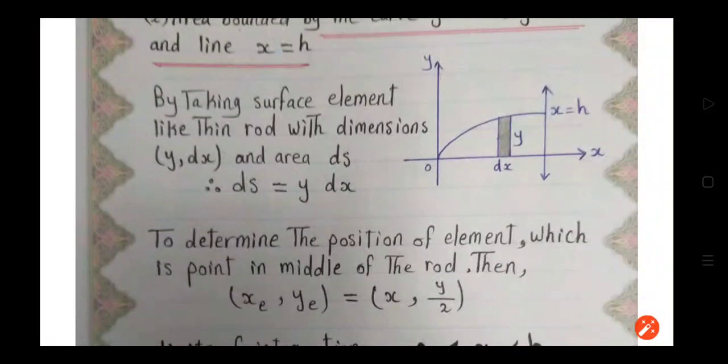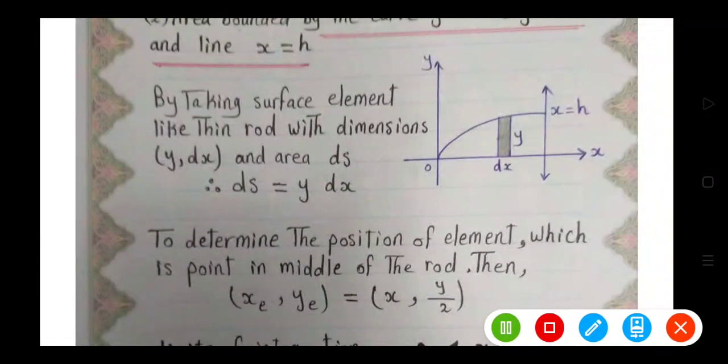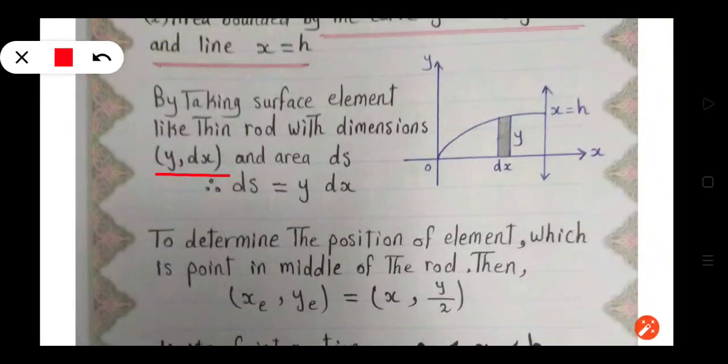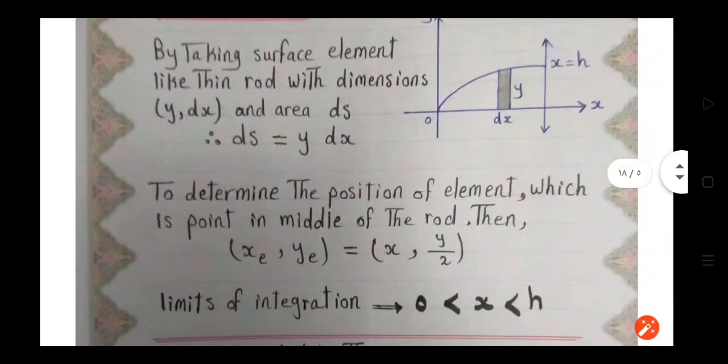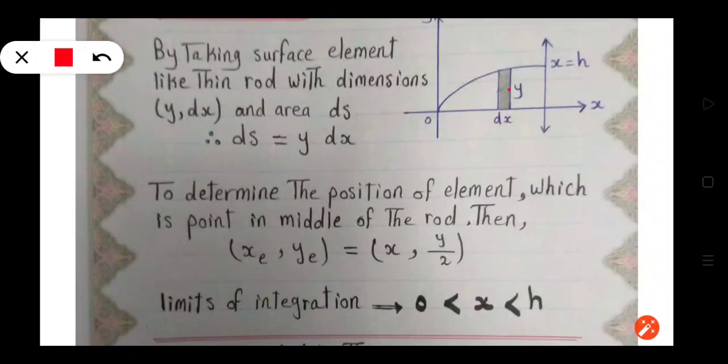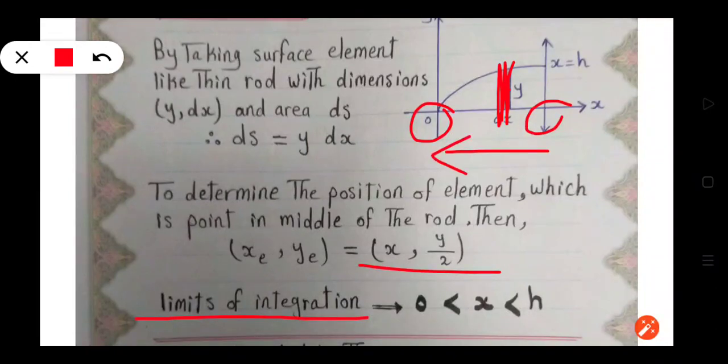Firstly, we will take a surface element which is like a thin rod with dimensions y and dx. So we can find ds, the area of the element. It's equal to y dx. To determine the position of the element, we notice that its point is in the middle of the rod, so the middle of the length y. It will be x and y over 2. Limits of integration: this element is bounded by point 0, 0 and point h, 0. So x is between 0 and h. These are the limits of integration.